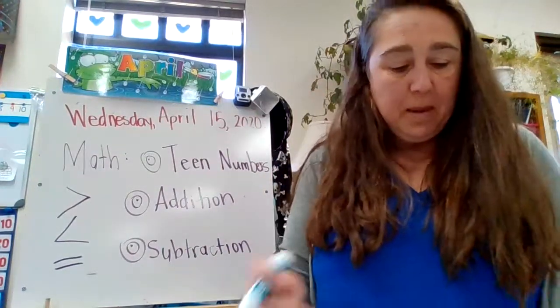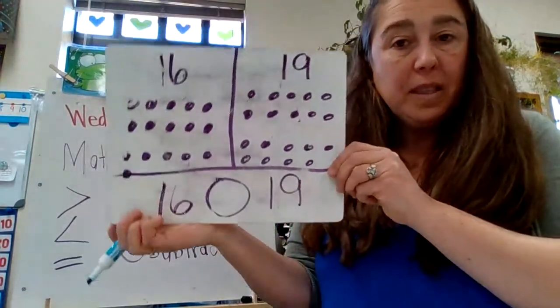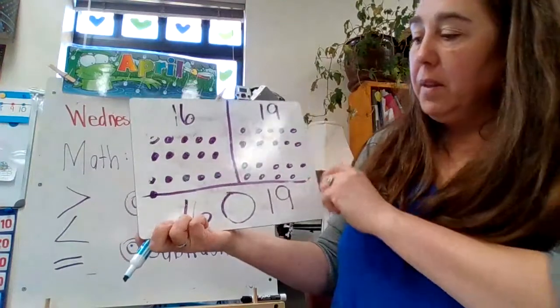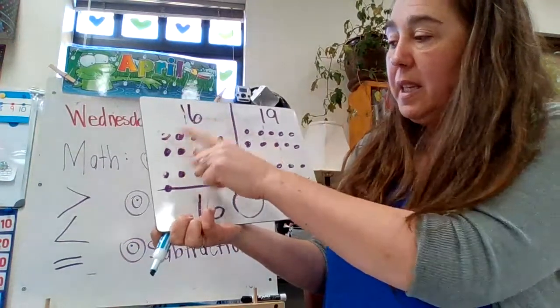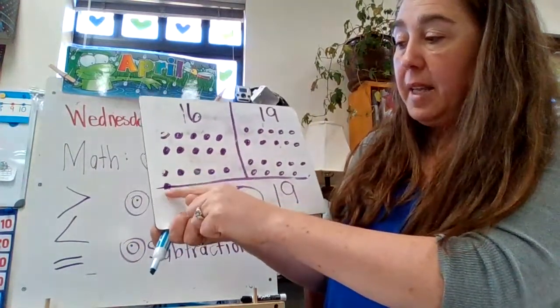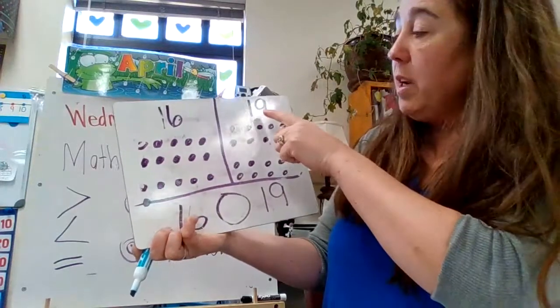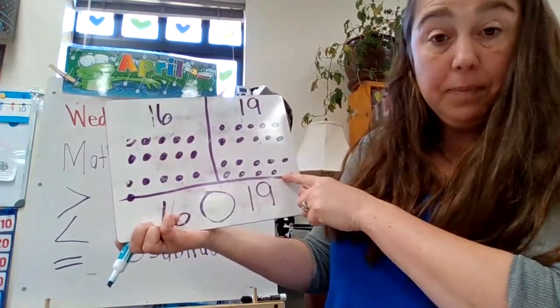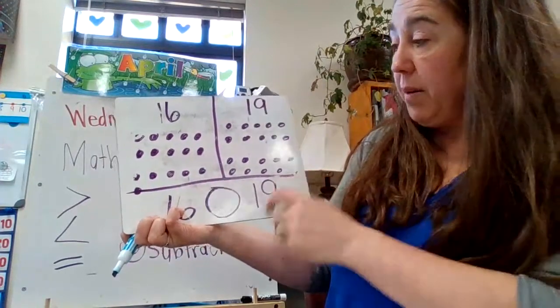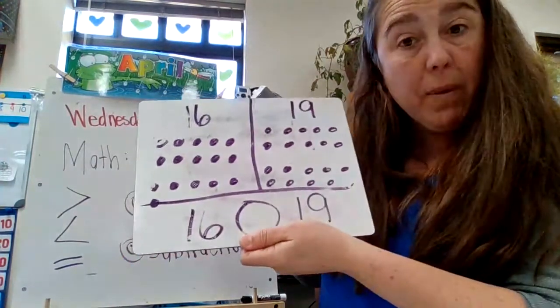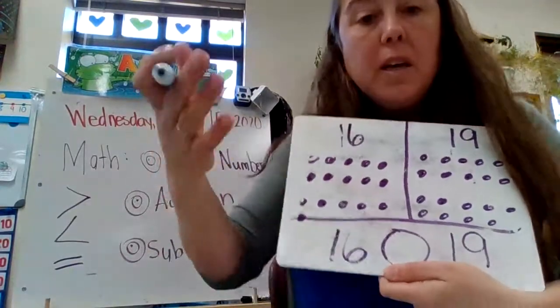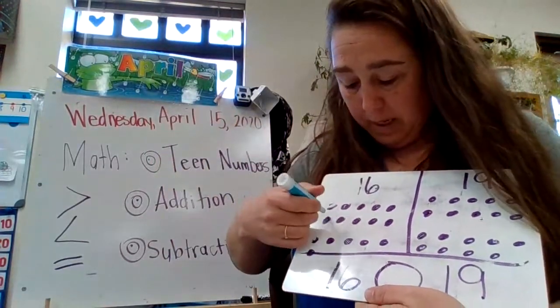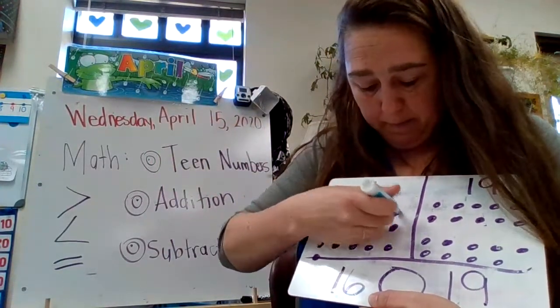Awesome. Let's look at the numbers 16 and 19. Well, we know that 16 is 10 and 6 more. And we know that 19 is 10 and 9 more. That's right. One way we could do this is we could count and we could say, well, they both have a group of 10.